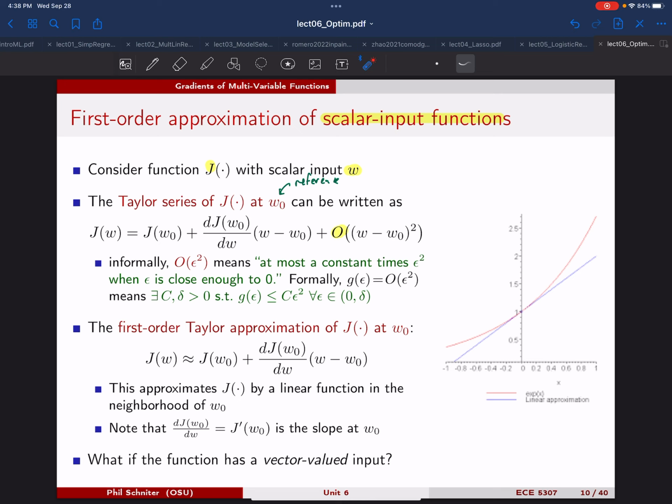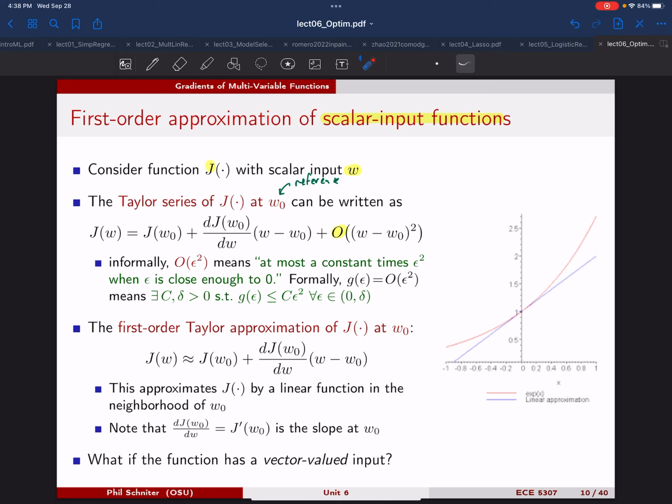But okay, what is it saying exactly? If we want to say it in words, let's talk about this deviation just as epsilon. So this is like epsilon squared. When you say something is order epsilon squared, it means it's at most a constant times epsilon squared when epsilon is close enough to 0. So just imagine epsilon is small, then this means at most a constant times epsilon squared. You don't know what that constant is, but there's some constant out there.